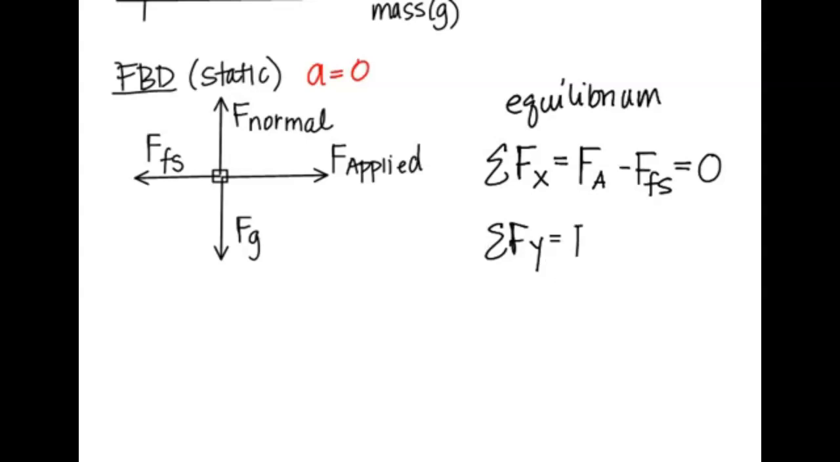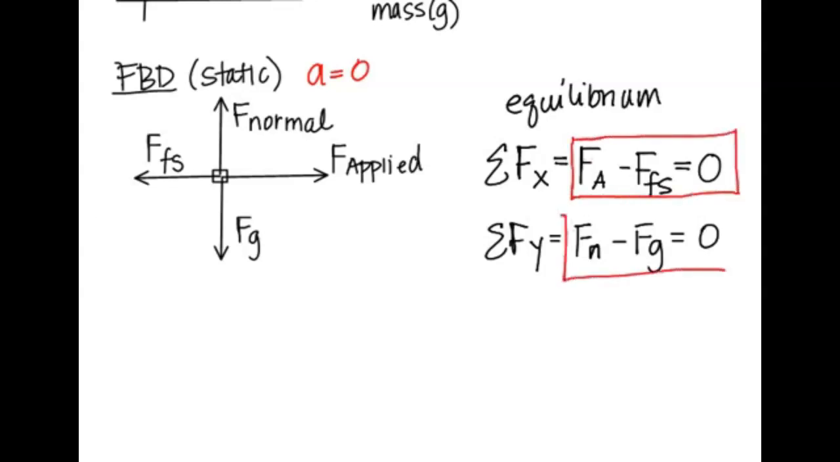The normal force is up, so make that one positive. The gravitational force is down, so make that one negative, and they should add up to 0. Beautiful. All right, so now what I've done is I have created two force equations for this situation.